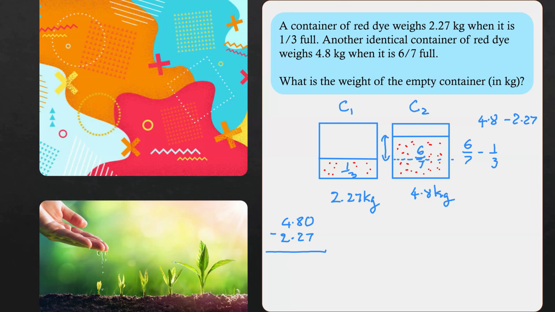All right, now try to take 7 out of 0, can't do it. So I'll try. So 8 become 7, then move 10 over. Okay, so we have 3, and then we have 5, and we have 2.53. So the calculation equal to 2.53 for the difference in terms of the weight of the dye in there.